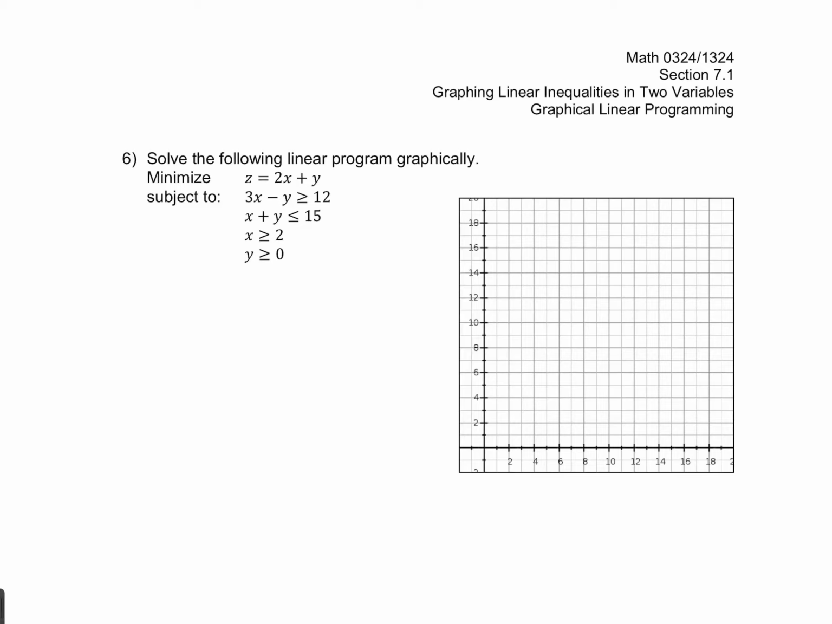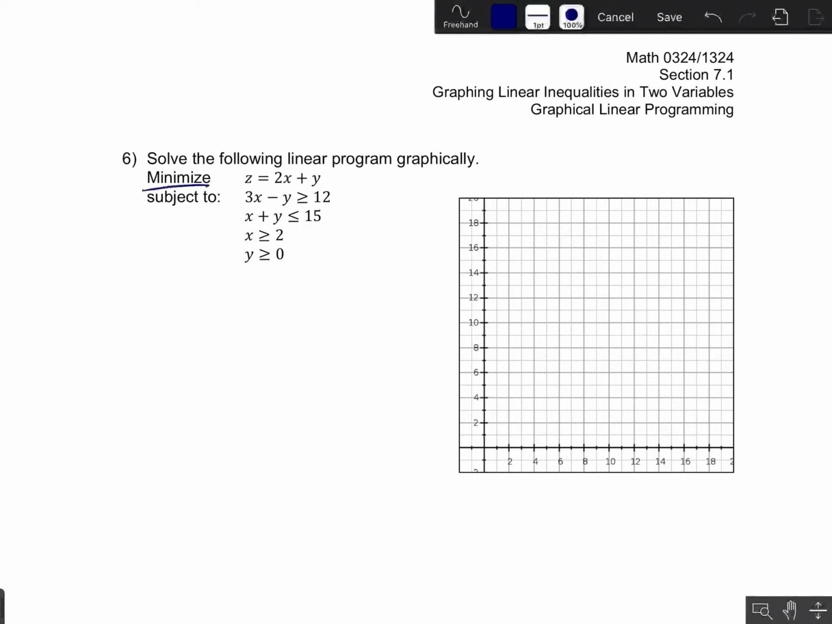Going to finish this out with problem 6. Problem 6 is of the same sort as the last problem, except that this one is a minimization problem. But the technique is pretty much the same. So we're again going to start by looking at our list of constraints.